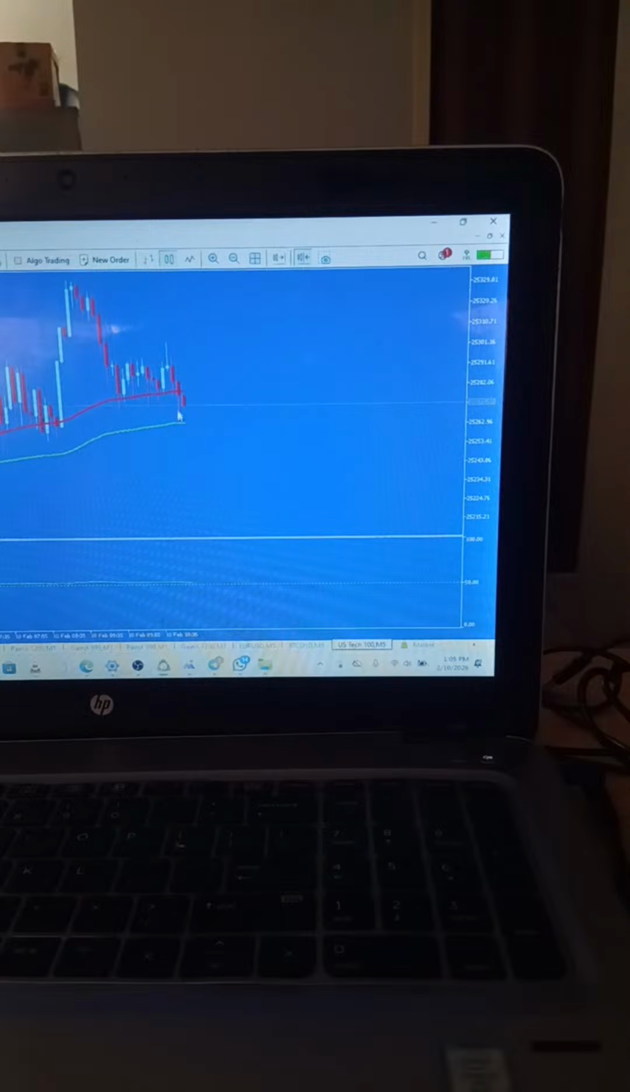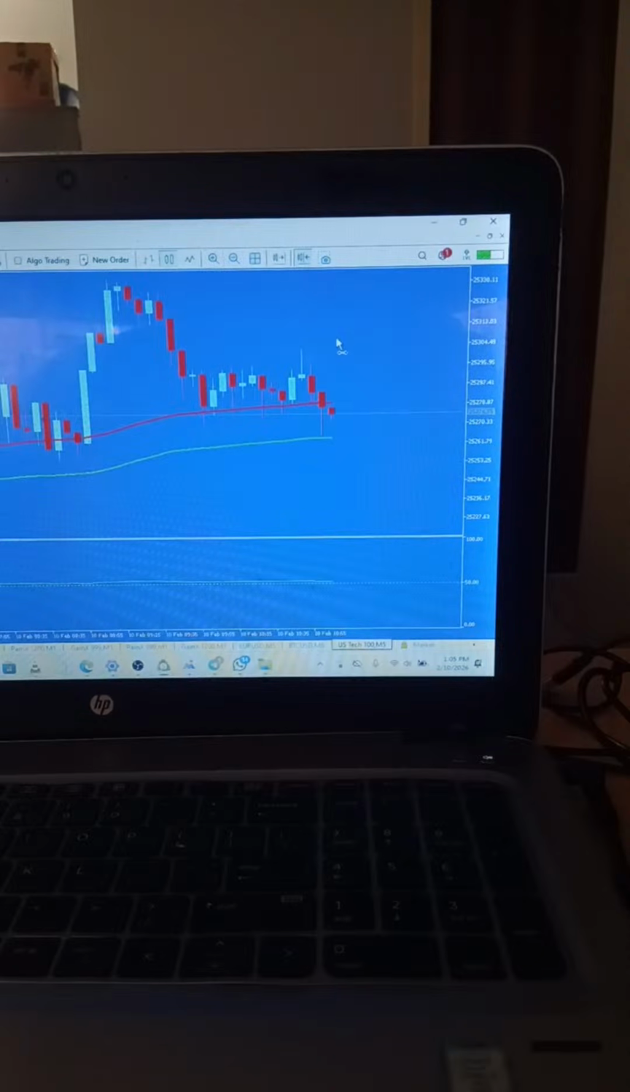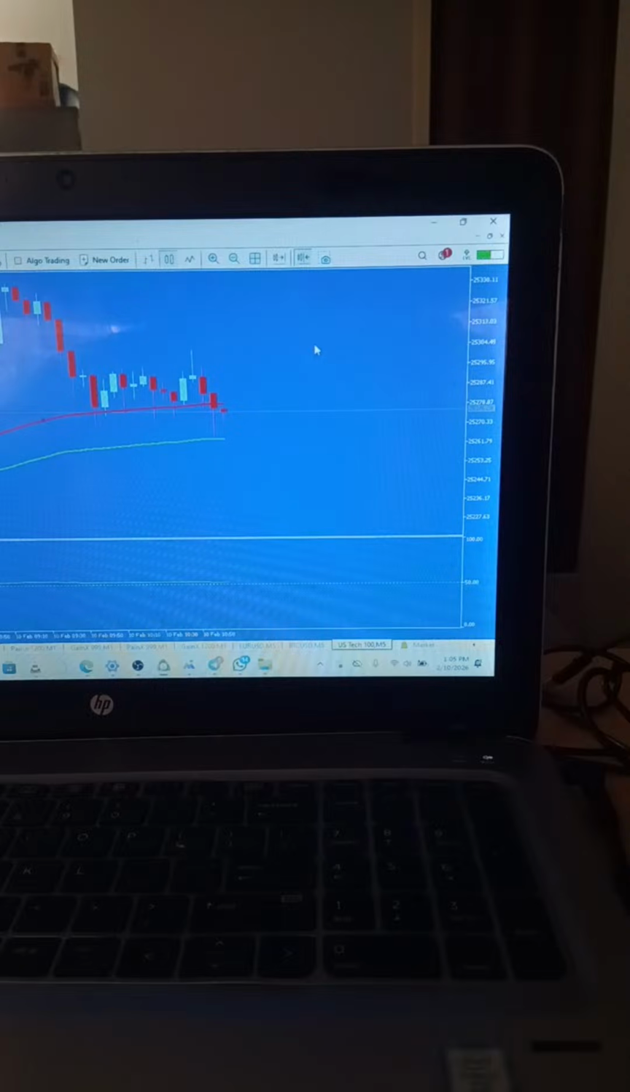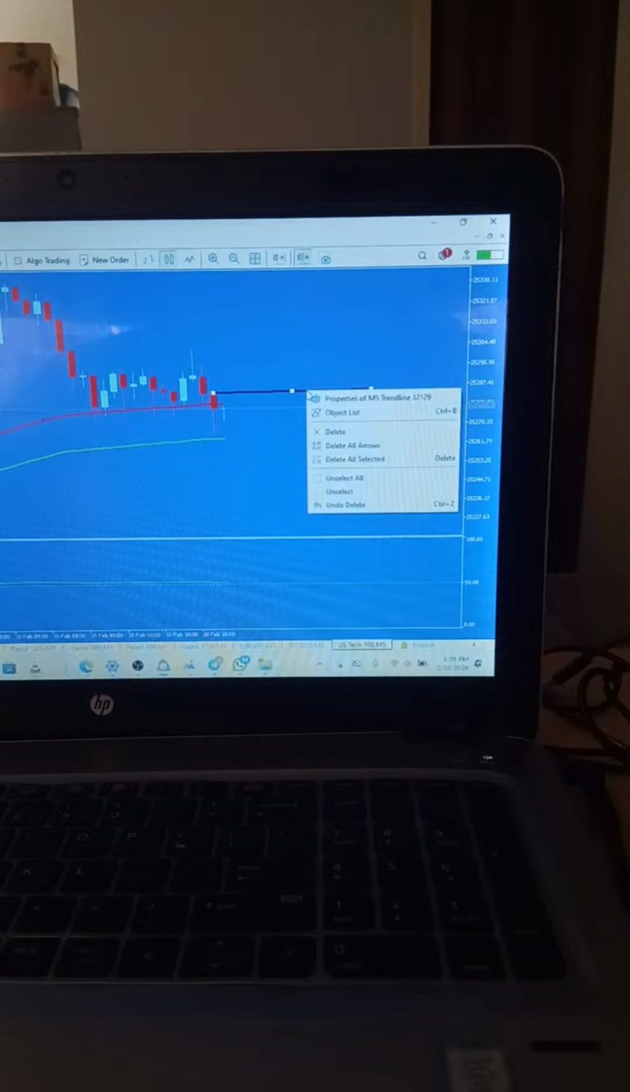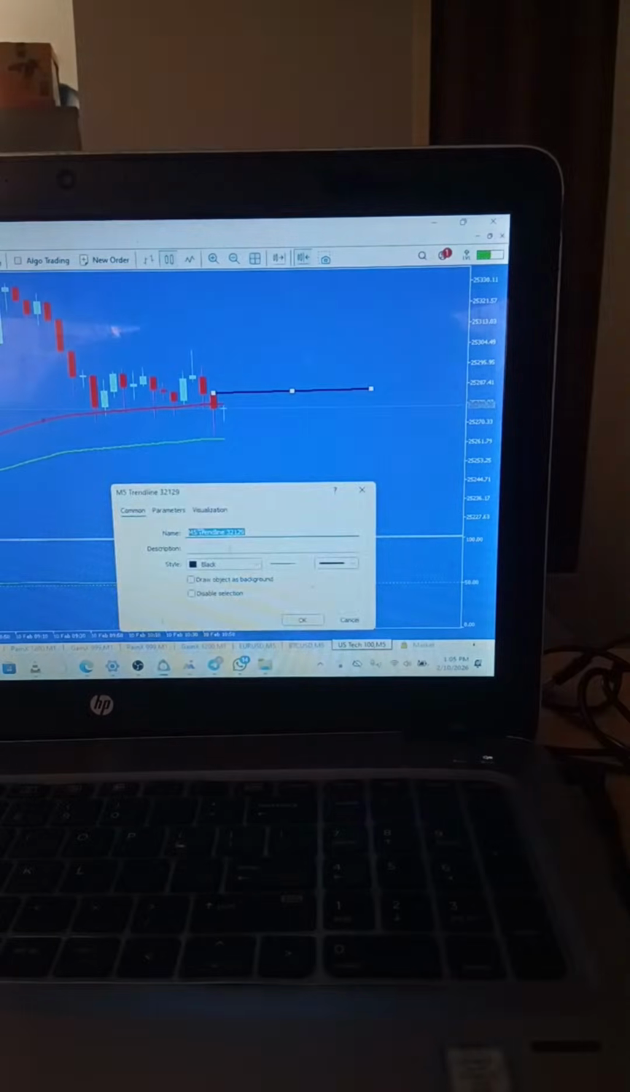Yes, the previous candle was a hammer candle. Let me just increase this one. It was a hammer candle, but it's not giving us enough confirmation that price is now ready to move up. So what we are going to be doing is this. We want the next candle, this one, to close above this level. Once that takes place, we're going to be buying.